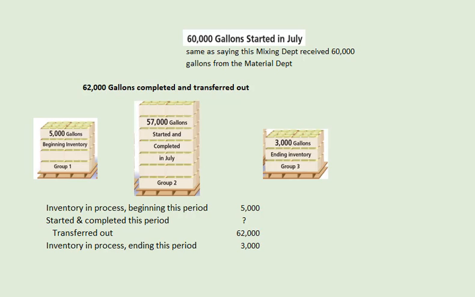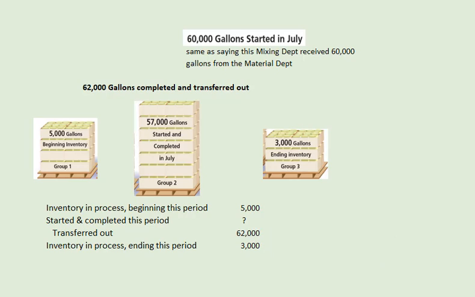Then you have the 3,000 gallons in the ending work in process inventory. The 62,000 gallons that was completed and transferred out plus the 3,000 gallons that's in ending work in process inventory, that's a total of 65,000 gallons in grand total. The total units of gallons accounted for, 65,000 gallons.